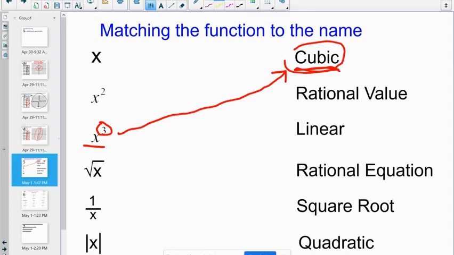And the rational value, I know that might not be a familiar term with you guys right now. If so, we can skip over that and go right to linear. Linear just means a straight line. So which of these over here on the left do you think is going to represent a straight line?